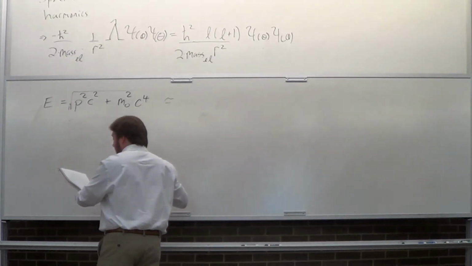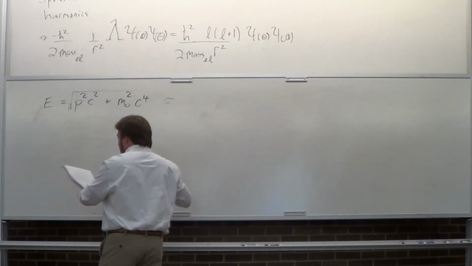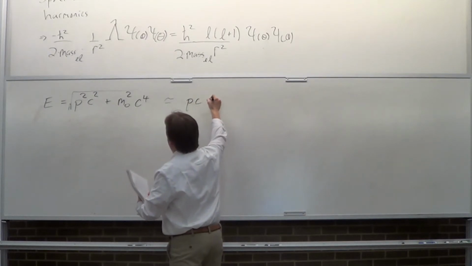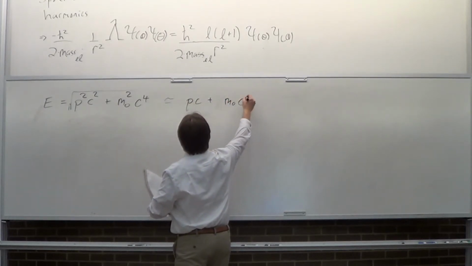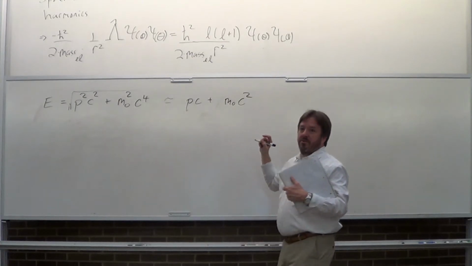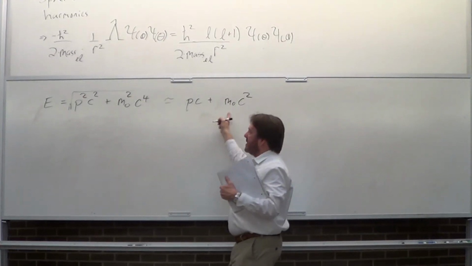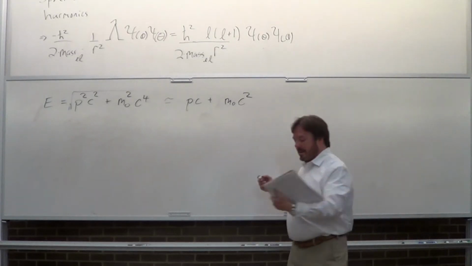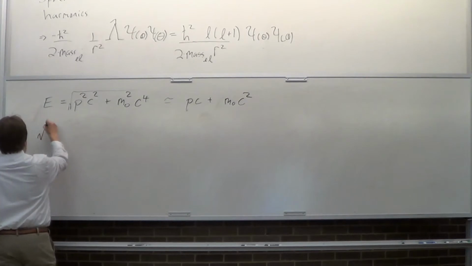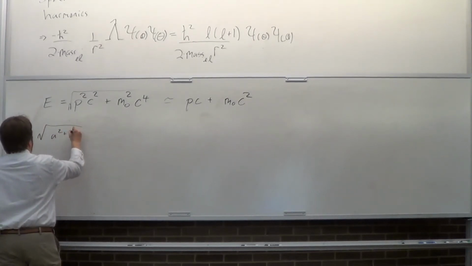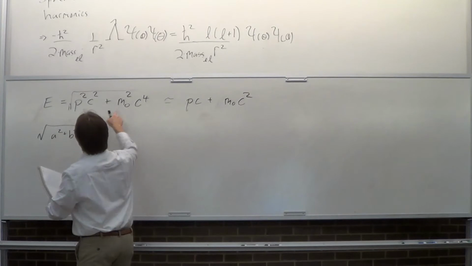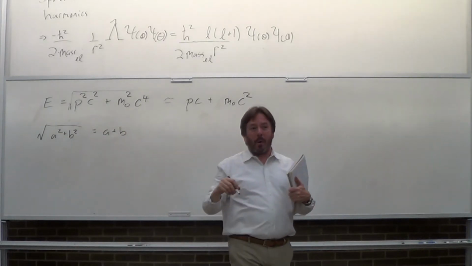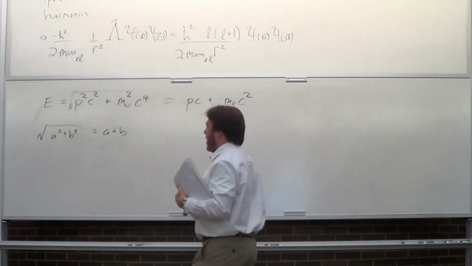Okay, so here's what they figured out. What you'd like this to be is like P times C plus M0 C squared, right? You'd like this to be true, because then we have our operators kind of like normal. But it's the square root of A squared plus B squared. Here, let me write that down. So this is like A squared, this is like B squared. Is this true? No, it's close, but no, that is not true.